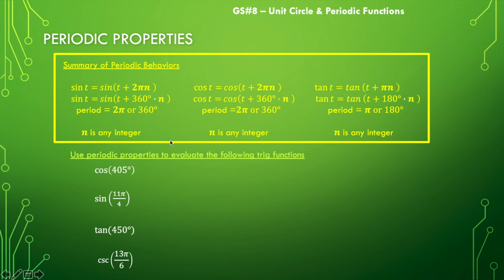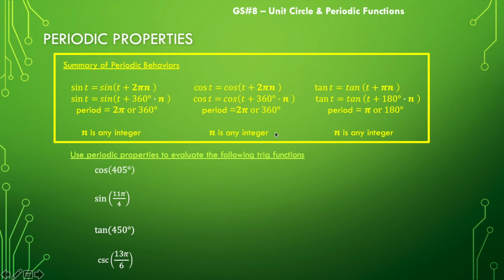Here I've taken a second and summarized the periodic behaviors of the 3 main trig functions. Your sine function has a period of 2 pi, which is the same as 360 degrees, right? And so we can express that as this relationship, the sine of t is equal to the sine of t plus 2 pi n, or 360 degrees times n, where n is any integer.